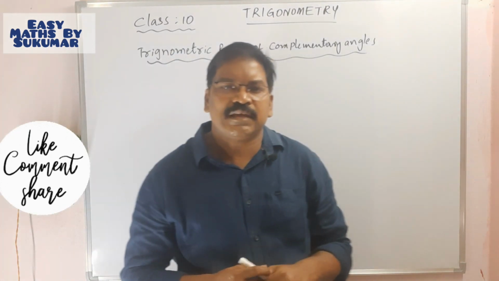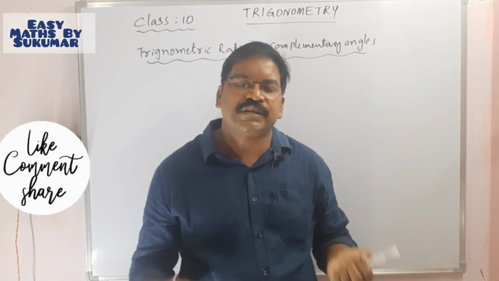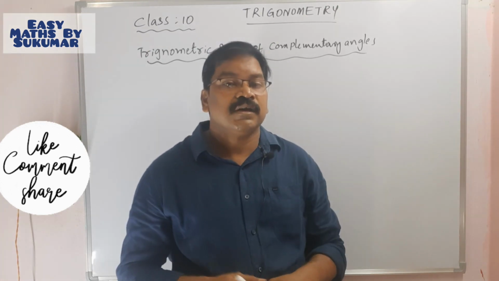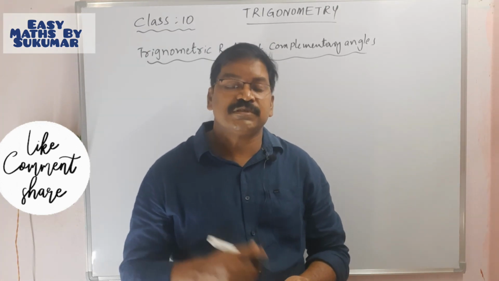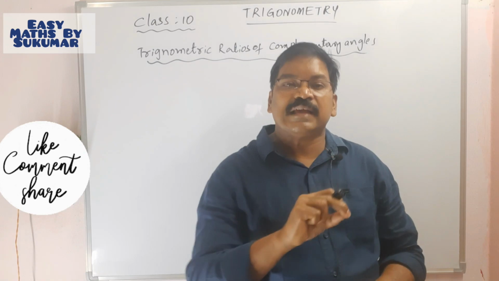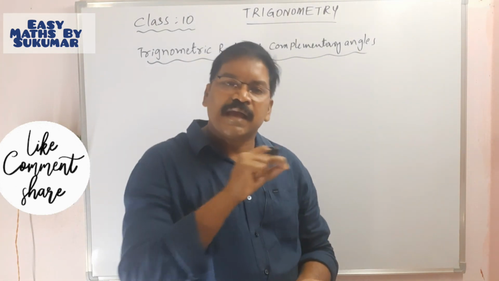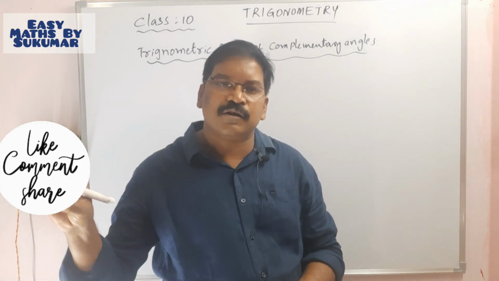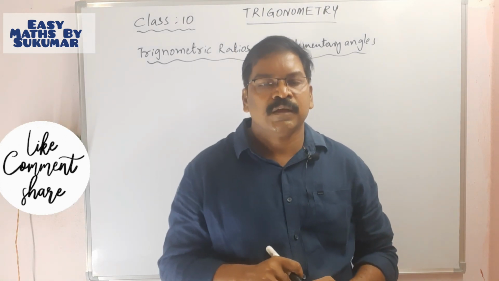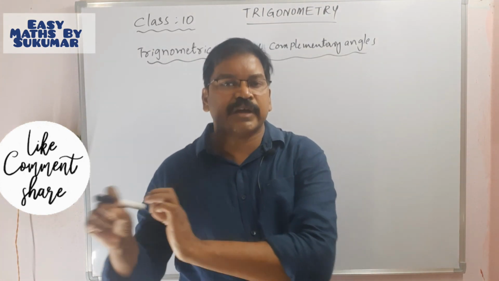Today's topic, my dear students, is trigonometric ratios of complementary angles. What are complementary angles? Two angles whose sum is 90 degrees are called complementary angles. For example, angle A plus angle B is equal to 90 degrees means angle A and angle B are called complementary angles. The sum must be equal to 90.